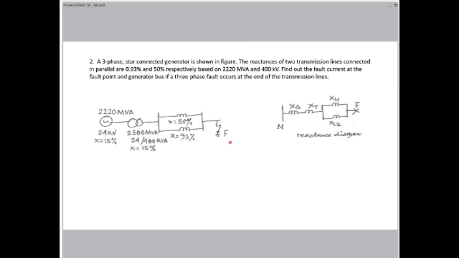So what we are asked to calculate now is the fault current at the fault point, meaning if a three-phase short circuit happens here, what will be the fault current here? And we also have to calculate the fault current at the generator bus, meaning here.